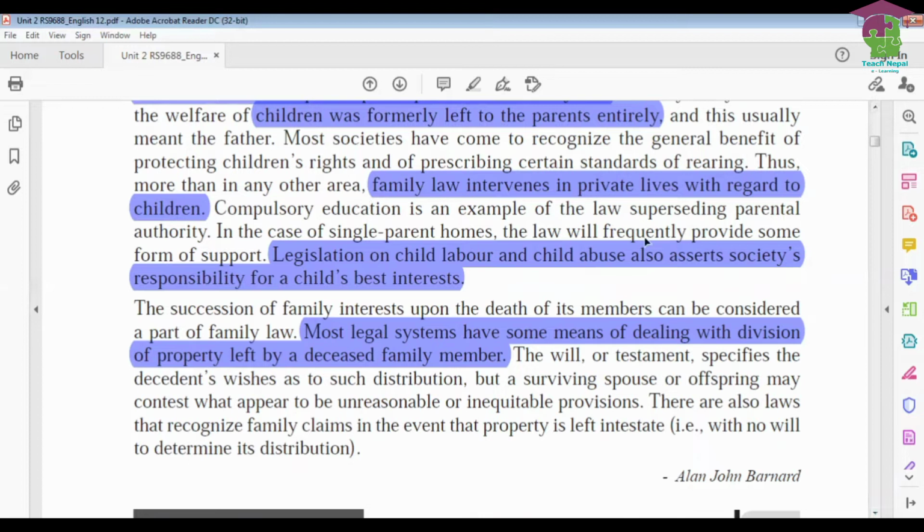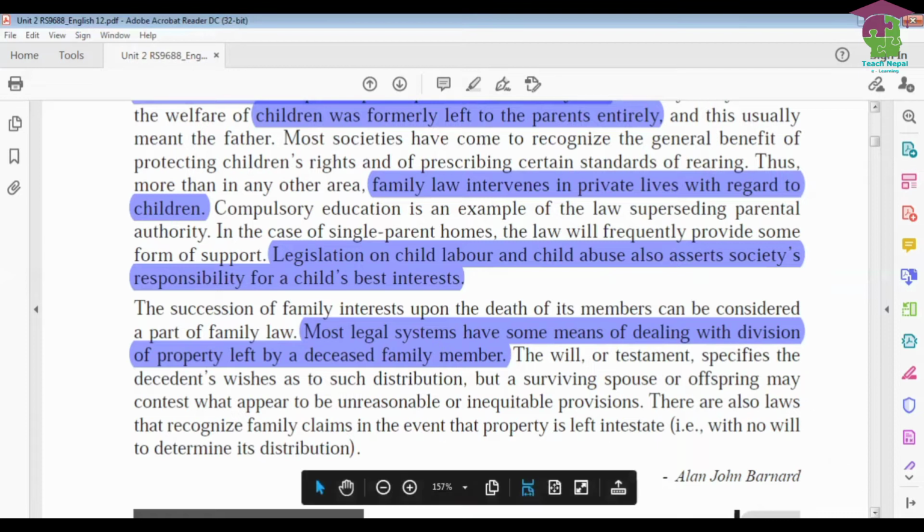Compulsory education is an example, they have to be given education. In the case of single parent homes, the law still frequently provides some form of support, so if it is a single parent family, then some support is given to them. Legislation on child labor and child abuse also asserts society's responsibility for a child's best interest. That means whatever relates to child labor and child abuse shows that it must be in the right interest of children, and that it is the society's responsibility.